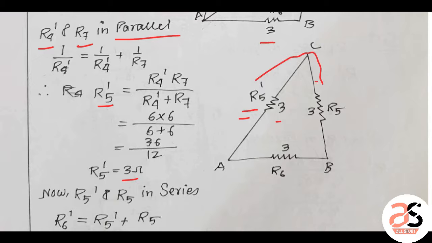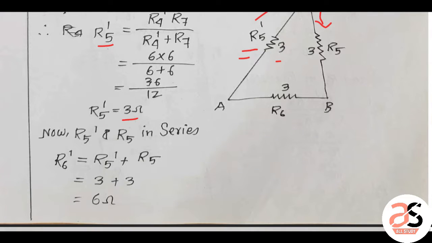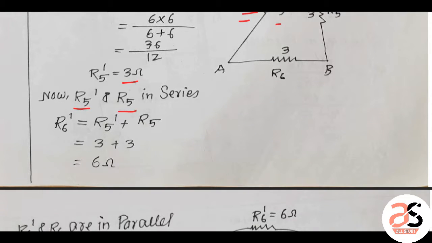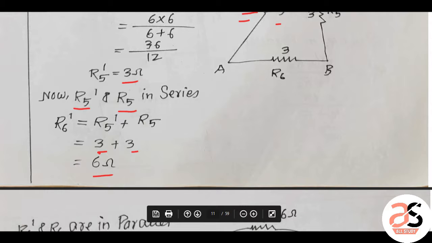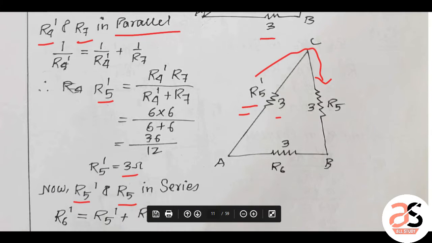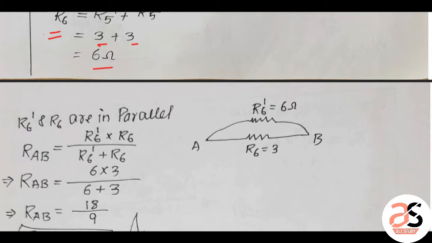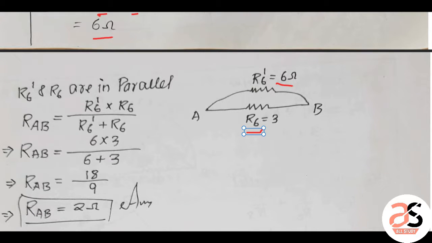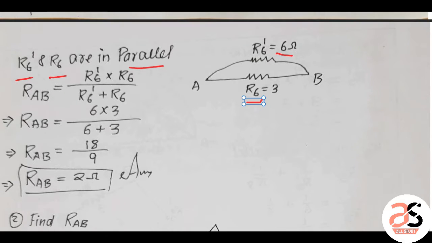Now these two are in series. R5 dash and R5 are in series. So the value is 3 plus 3, 6 ohm. This is named R6 dash. So the final figure here will be like this. One R6 here, the other one is R6 dash, which is 6 ohm. By looking at the figure, it is clear they are in parallel connection. R6 dash and R6 are in parallel.